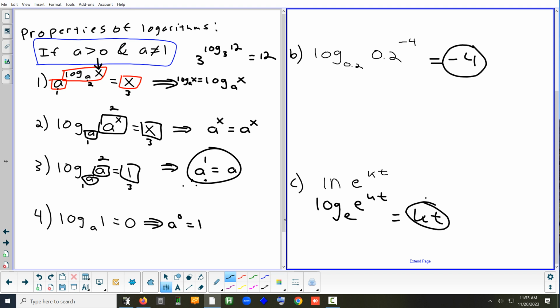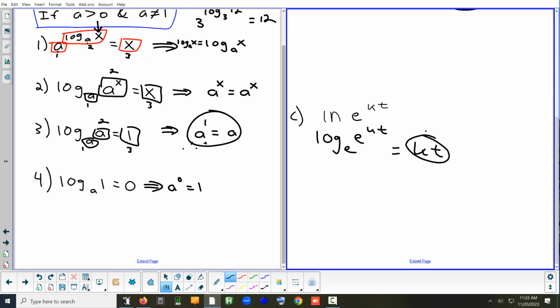I don't think I had one for property 3 or 4. Let's make one up. D. How about log base 3 of 1? Yeah. It's going to be what? Property 1. Well, property 1 would have to be exponential form. This is log form. Pretty sure she said property 4. Oh, did you say 4? I can't hear you clearly. I'm sorry. So yeah, it is property 4. And what's the answer?